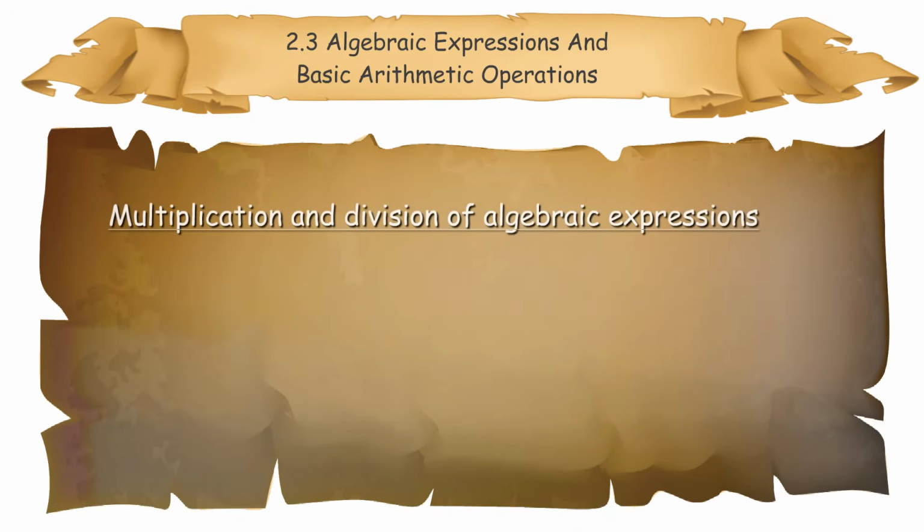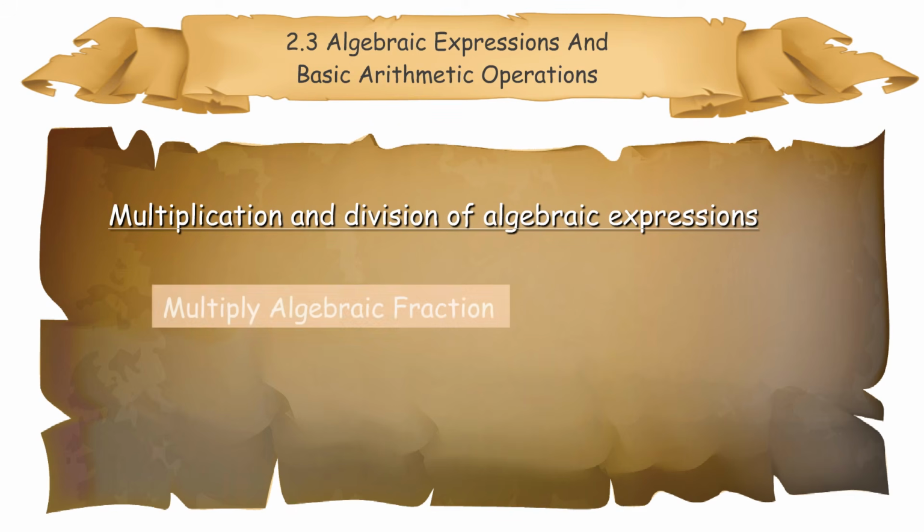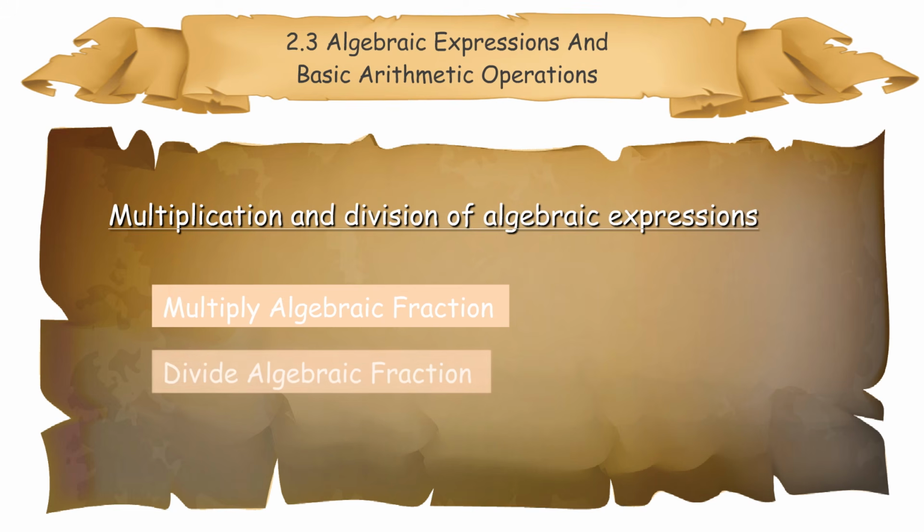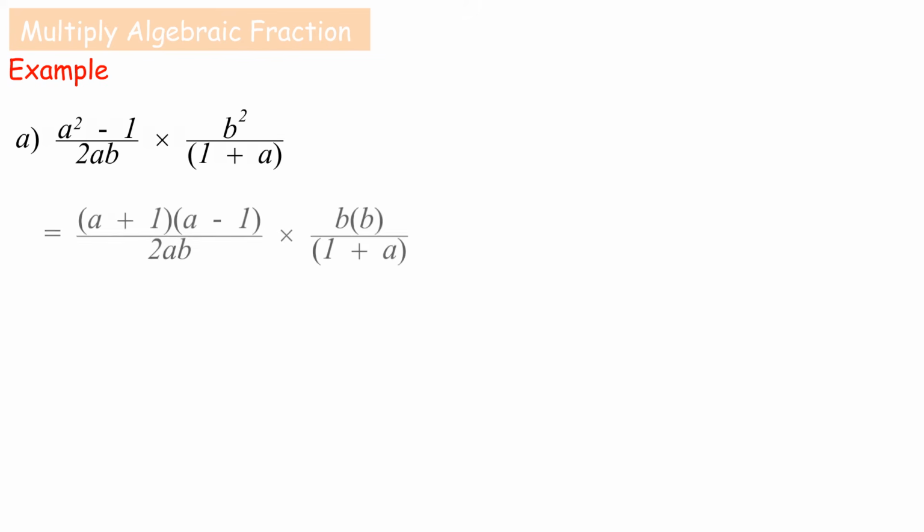Multiplication and division of algebraic expressions. In this section, we will learn multiplying algebraic fractions and dividing algebraic fractions. Multiplying algebraic fraction. Example A. a squared minus 1 over 2ab times b squared over 1 plus a equals a plus 1 times a minus 1 over 2ab times b over 1 plus a equals b times a minus 1 over 2a.